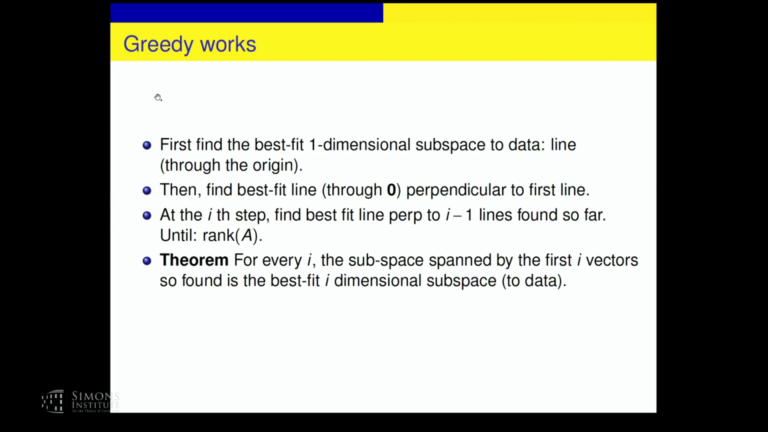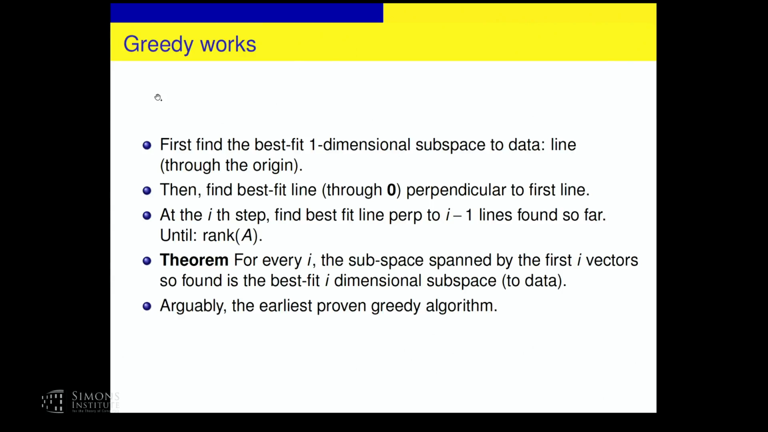And the big theorem, a classical theorem, again with a nice proof, is that for every i, the subspace spanned by the first i vectors so found is the best fit i-dimensional subspace to the data. So greedy works, right? That's what it's saying. I haven't told you how to find the best fit one-dimensional subspace, and I won't tell you many methods. Numerical analysis has devoted a lot of time and effort to developing good methods to do that, but that's enough to do at one shot.